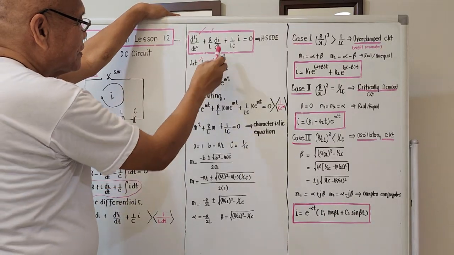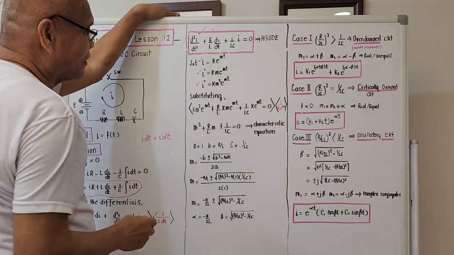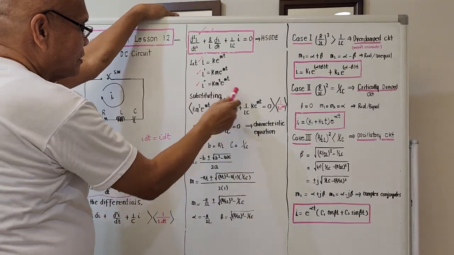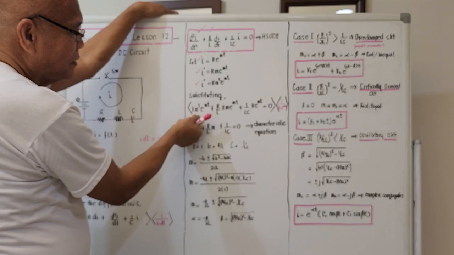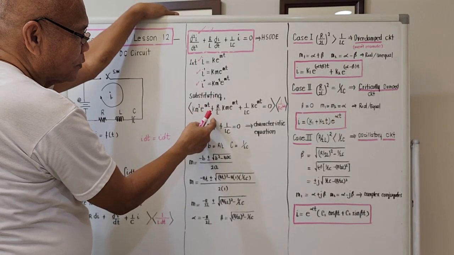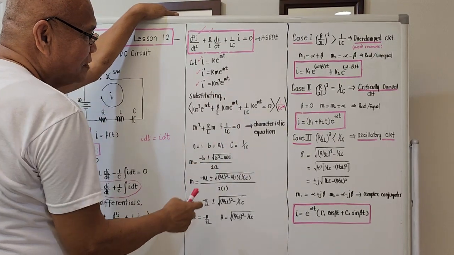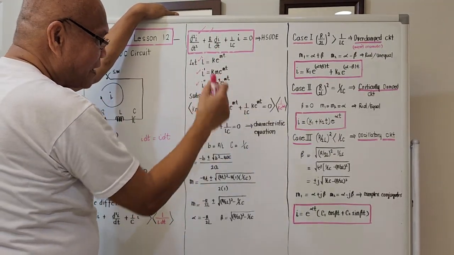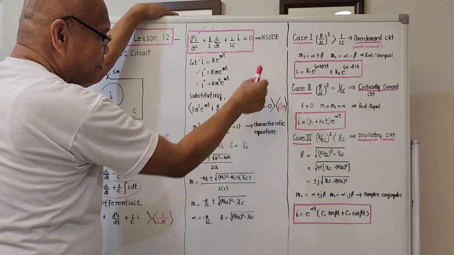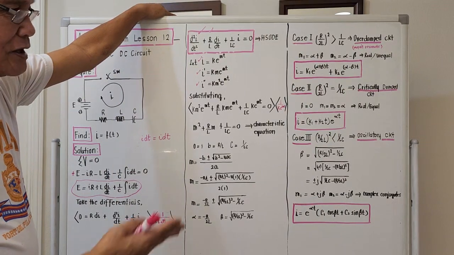I prime is di dt, and I double prime is d square I over dt square, right? So substituting, first one will be km square e raised to mt plus the ratio R over L times km e to the mt, plus 1 over LC times I, which is k e raised to mt, and this should be equal to 0. Okay, let's try to simplify.